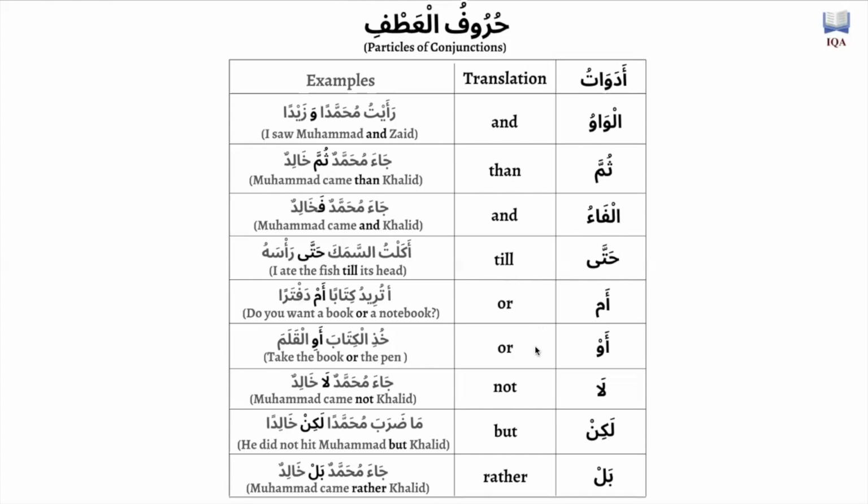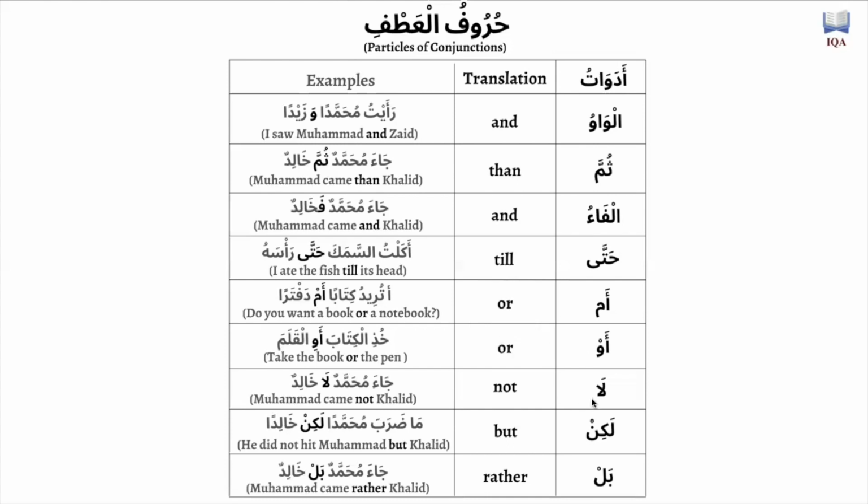Am means or. Likewise, أو means or. أتريد كتابا أم دفترا? Do you want a book or notebook? خذ الكتاب أو القلم. Take the book or the pen. So what's the difference between the two in a very brief sense? Am is used in questions, while aw is used outside of questions.